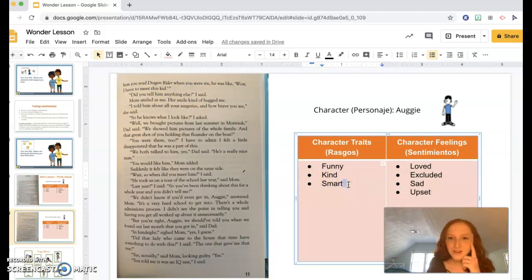If he read Dragon Rider when he was 6, that means he definitely is pretty intelligent and smart. He's a very fast learner.